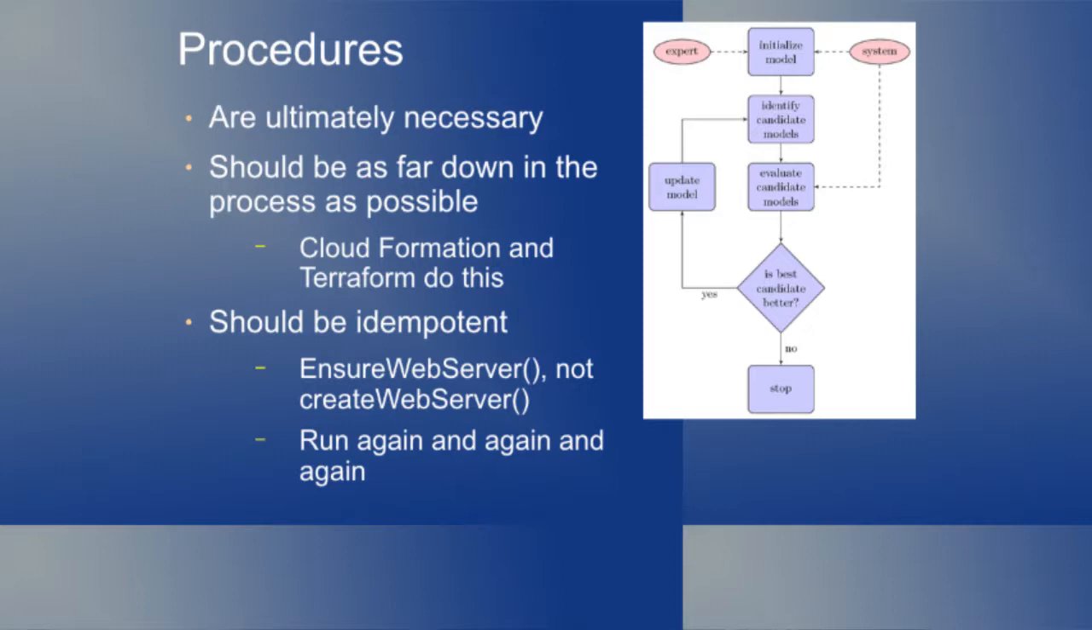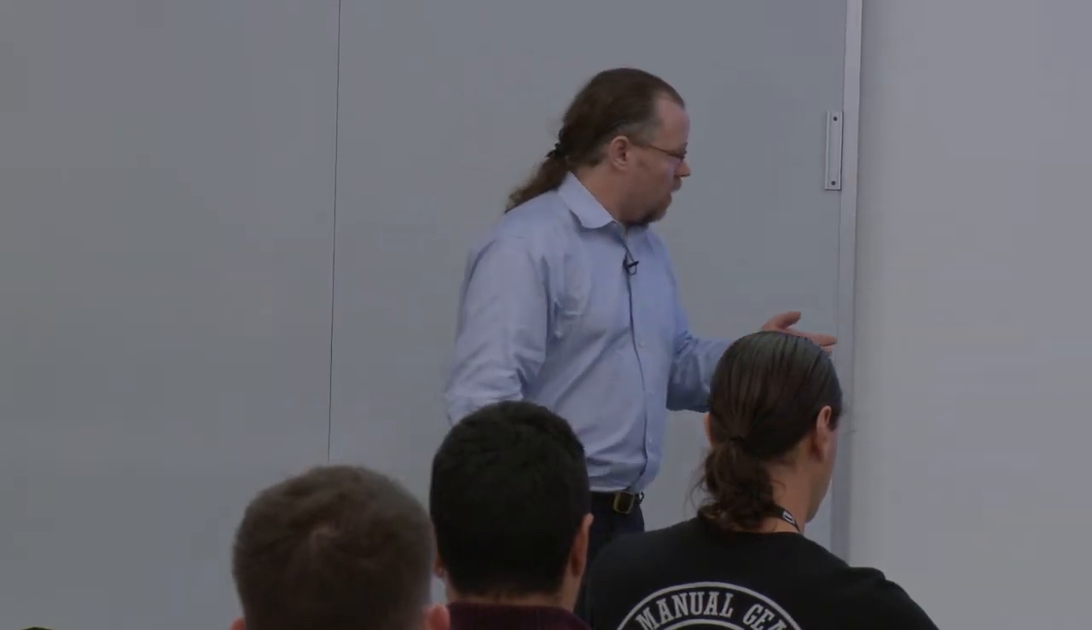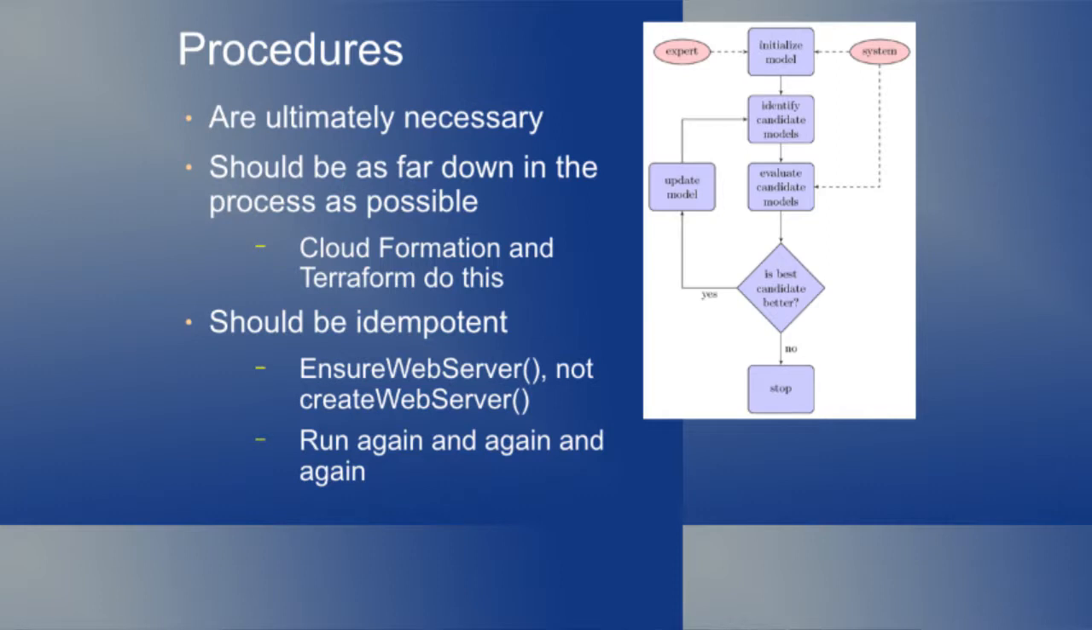So what is that? Idempotent means you run it twice, you get the same end state. In other words, your end state does not depend on the beginning state when you execute the procedure. An example would be ensure there's a web server, not create a web server. And you can run these procedures again and again and again.